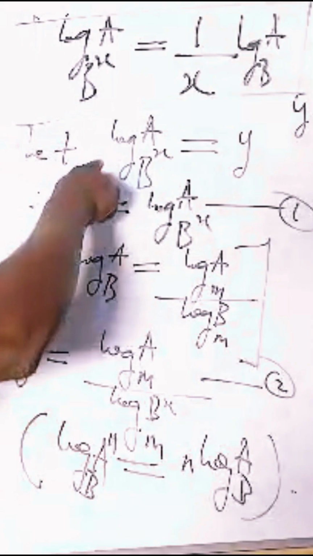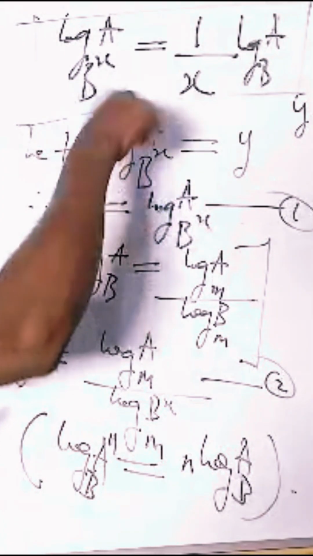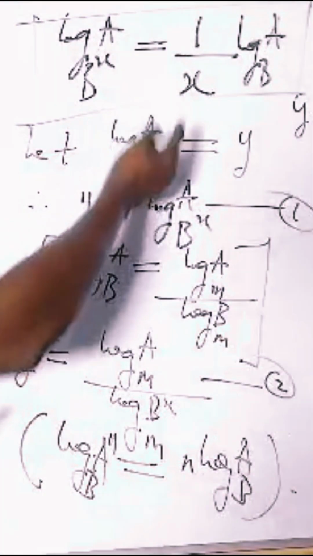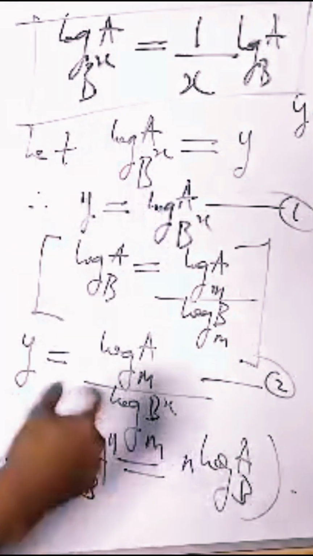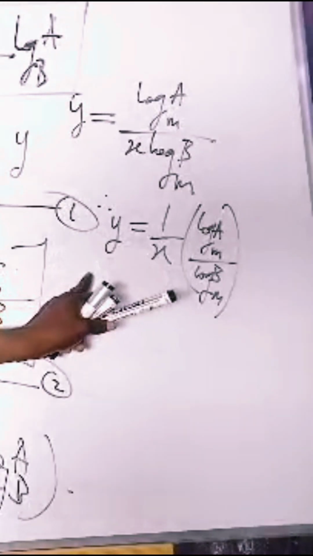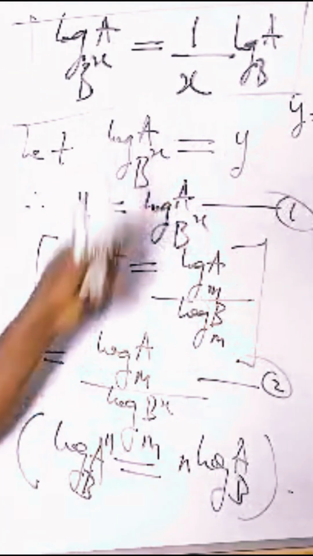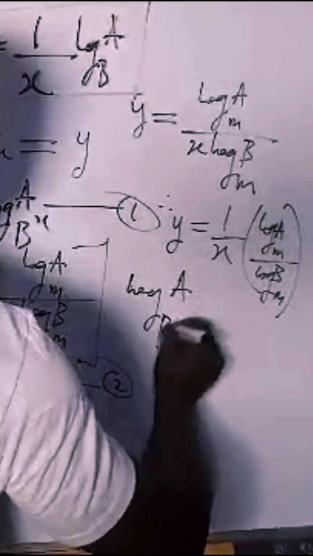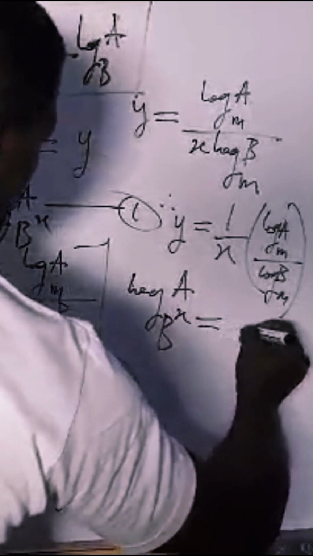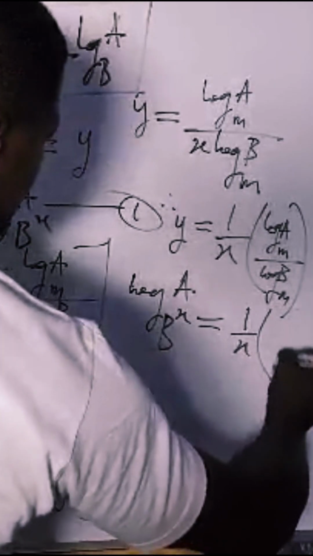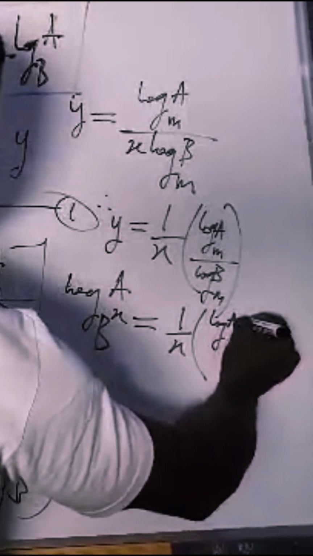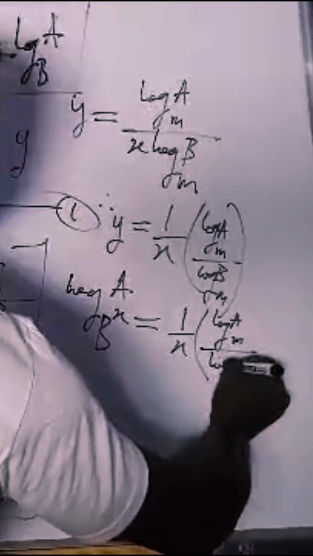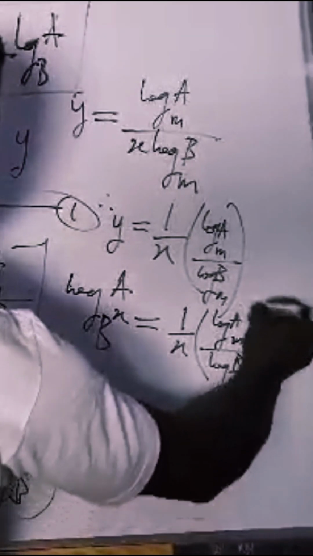Now don't forget, y was actually employed to represent a particular expression. Look at it here. We said from the onset, let y represent log of A to base b raised by x. It implies that wherever I see y in this particular expression, it will be right for me to put this. Doing that, we have the log of A to the base of b raised by x is as good as 1 all over x into bracket the log of A to base m divided by the log of b to base m.